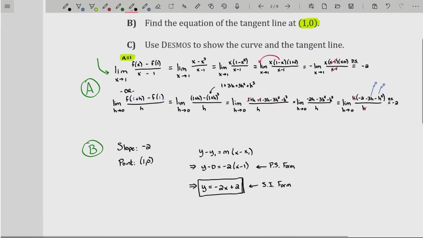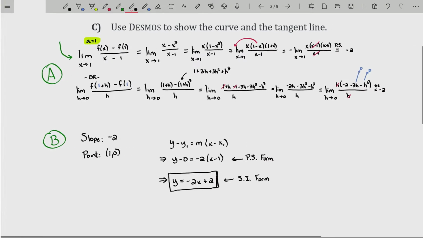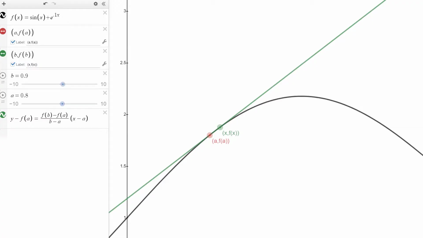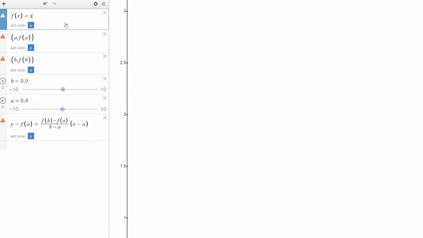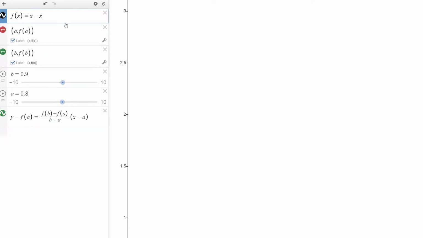And then finally, the last piece here just says, use Desmos to show the curve and the tangent line. And luckily, I can just reuse a Desmos applet that I created a few minutes ago. So let's go ahead and do that. Now this is the Desmos program I created a few moments ago for a different lecture. I'm just going to remove all of this. This is my function. I'm going to replace it with x minus x cubed.